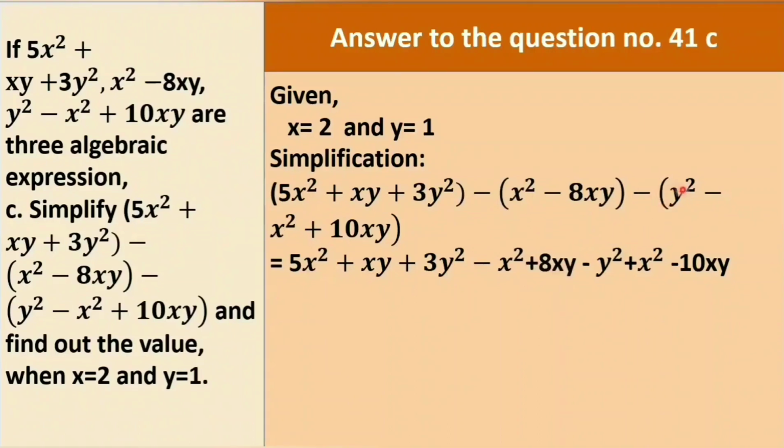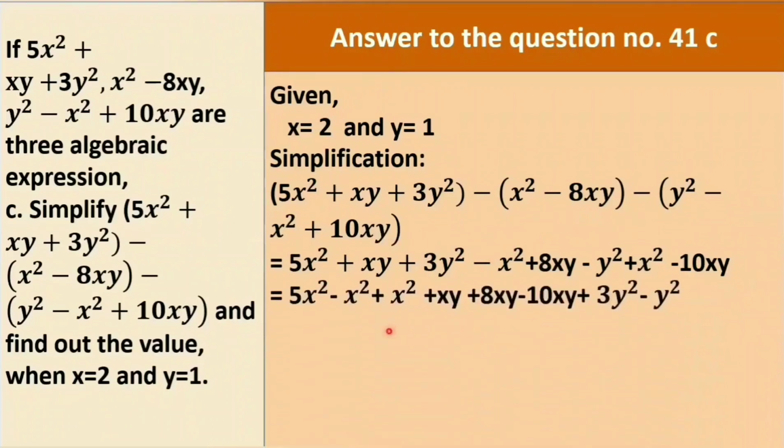Similarly, inside the bracket before y square there is no sign, that means there is an invisible plus sign. So plus and minus makes minus. So here there will be minus y square. Then here there is a minus, again minus and minus makes plus, and here it is x square. So plus x square. Again plus and minus makes minus. So here there will be minus 10xy.